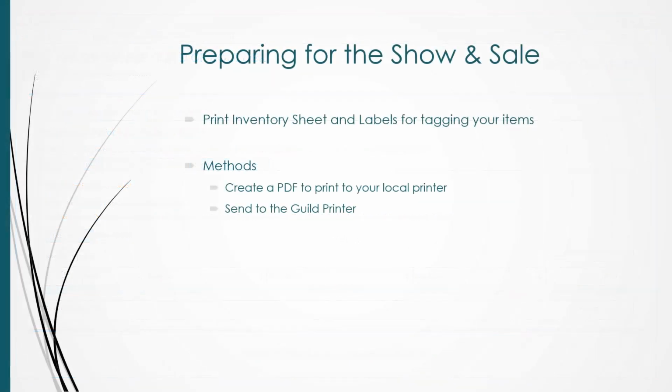To prepare for the show and sale, you will need to print out the inventory sheet and the labels for tagging your items. There are two methods for printing from the Artist Data Entry program. The first is to create a PDF, which will then be used to print to your local printer. You will need to supply your own paper and label supplies. The second is to send your print request to the Guild printer. The Guild printer will print the items and mail them to you. This can take 1 to 2 weeks turnaround.